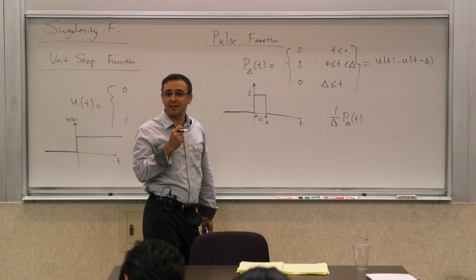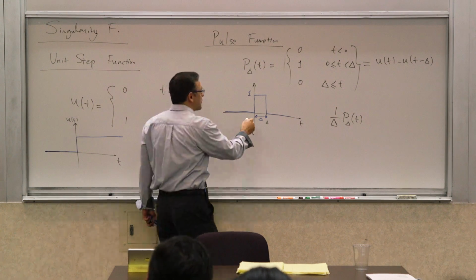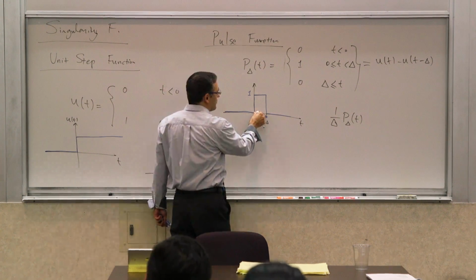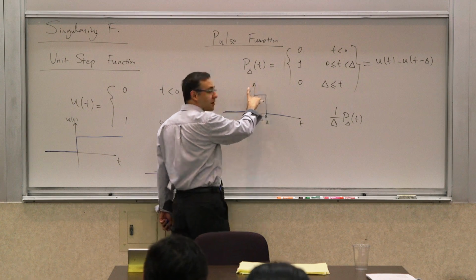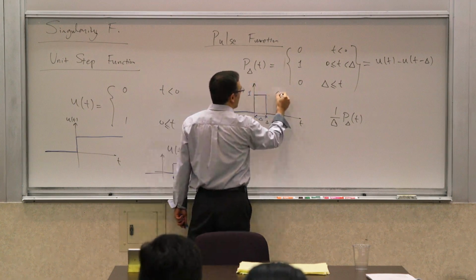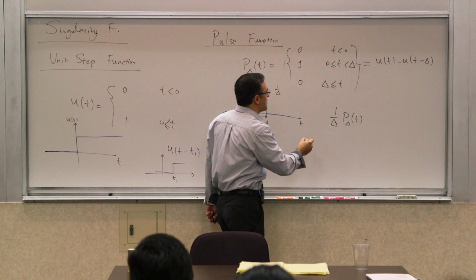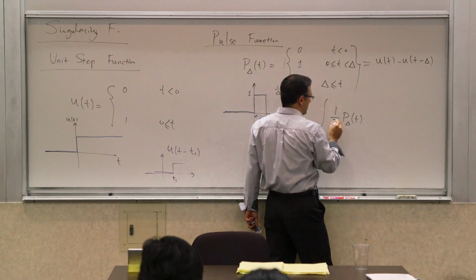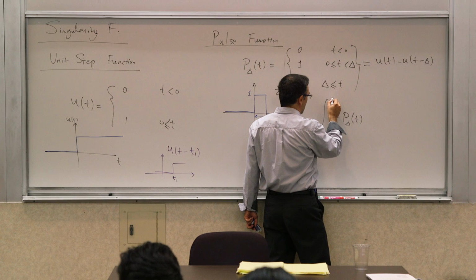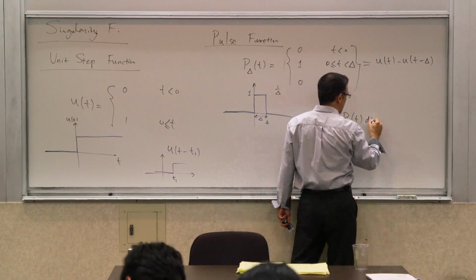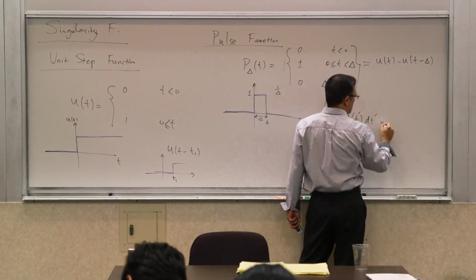Now, what can you say about this function is that, of course, as you make delta smaller, the height becomes larger. So instead of the height being 1, the height becomes 1 over delta. And as a result, the area of this new function, we can define it in this way, is going to be what?